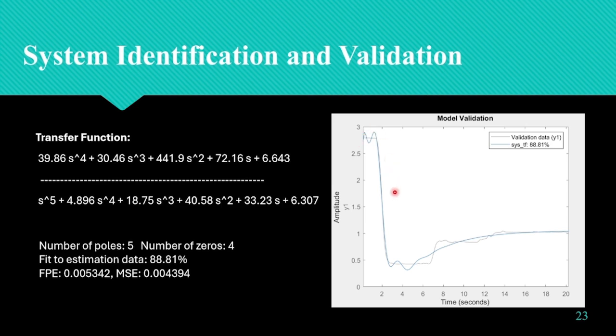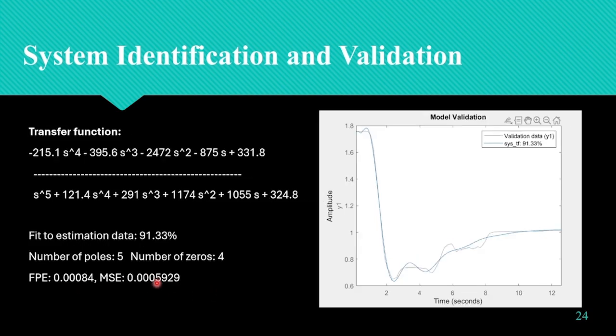Here the blue line shows the step response of our estimated transfer function, and the gray line shows the real-time step response of our whole system. Its fit is almost 89%, and its MSE, mean square error, and FPE, final prediction error, are written here.